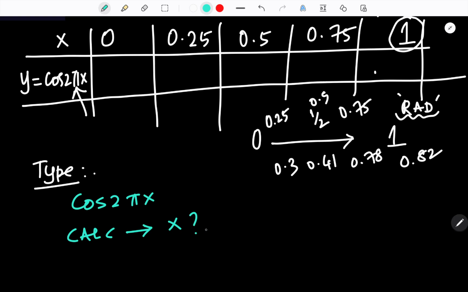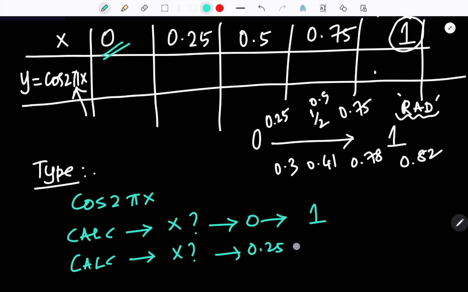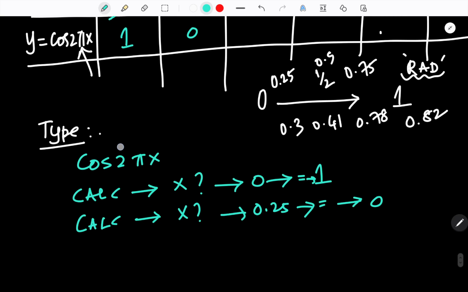The question is asking x, and then I press 0. The first point is 0. Okay, so I press 0, press equal, I get 1. Then again press the button calc. X equals question mark. I press the button 0.25, press equal. Okay, and then I get 0. Okay, so I get 1, I get 0, right?